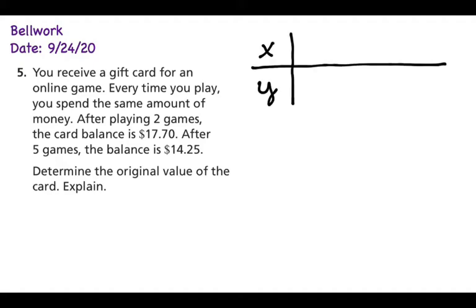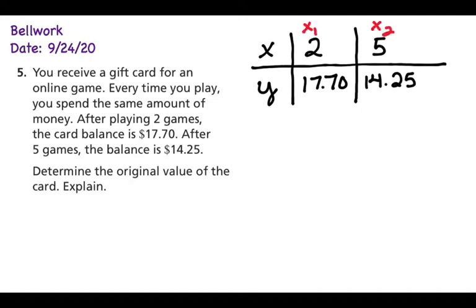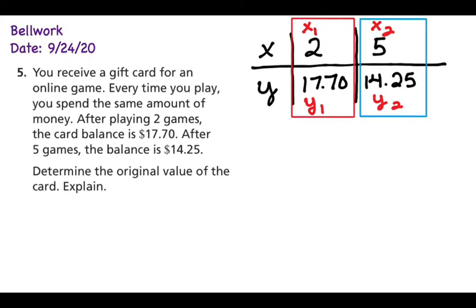So first thing you want to do is write down what they told you in a table to organize your information. So they said after 2 games it was $17.70 and after 5 games it was $14.25. So we're going to make x1 be the 2 and then x2 be the 5. And y1 is going to be $17.70 and y2 is going to be $14.25. And you're going to find the slope using those 2 points.